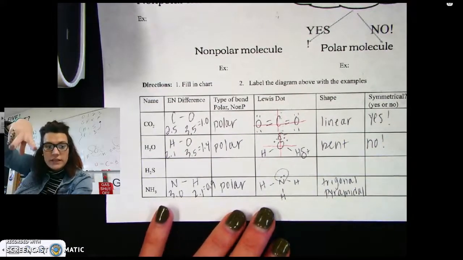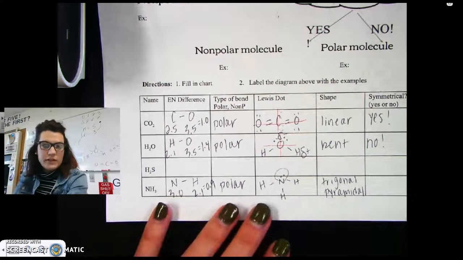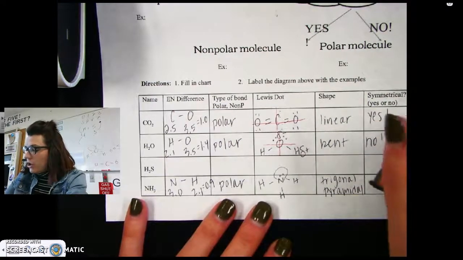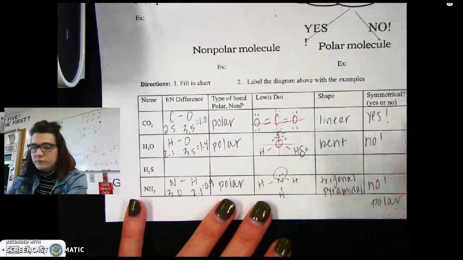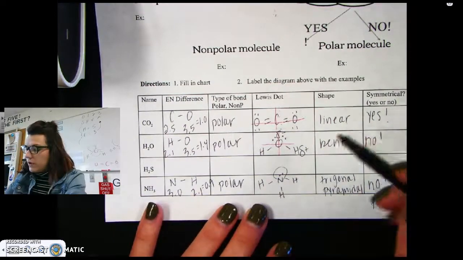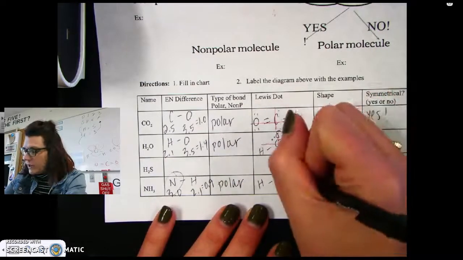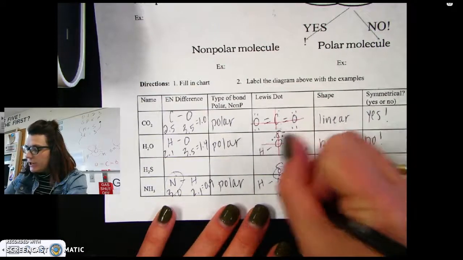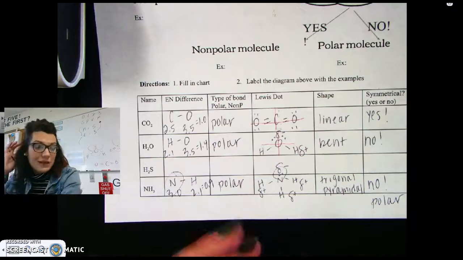Is this symmetrical? No, because it's going to look like a pyramid almost. So the top definitely doesn't look like the bottom. So we're going to say no, and this is going to be a polar molecule. So that means that since nitrogen has the higher electronegativity, this portion of the molecule is going to be negative, where each hydrogen is going to be positively charged, or partially positively charged.